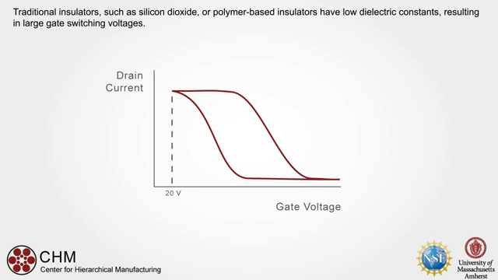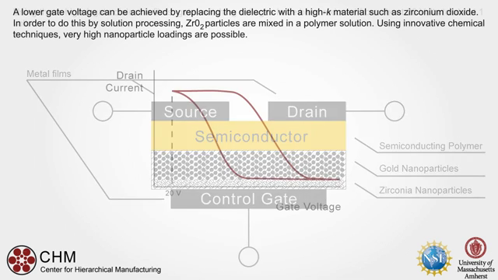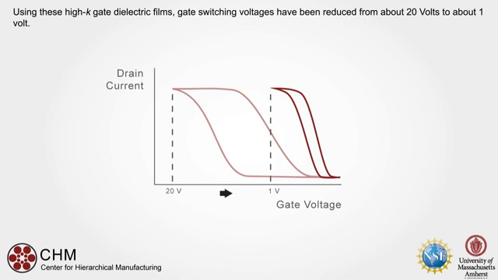Traditional insulators such as silicon dioxide or polymer-based dielectrics have low dielectric constants, resulting in large gate switching voltages. A lower gate voltage can be achieved by replacing the dielectric with a high K material such as zirconium dioxide, ZrO2. In order to do this by solution processing, ZrO2 nanoparticles are mixed in a polymer solution. Using innovative chemical techniques, very high nanoparticle loadings are possible. Using these high K gate dielectric films, gate switching voltages have been reduced from about 20 volts to about 1 volt.